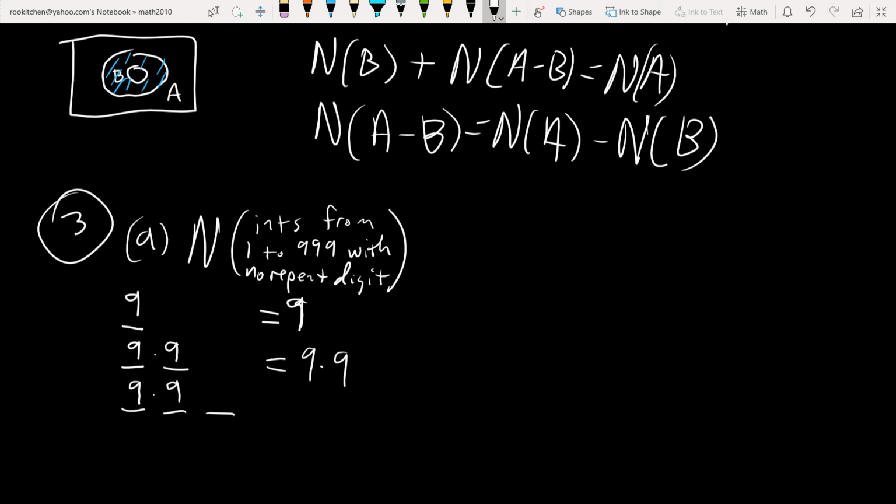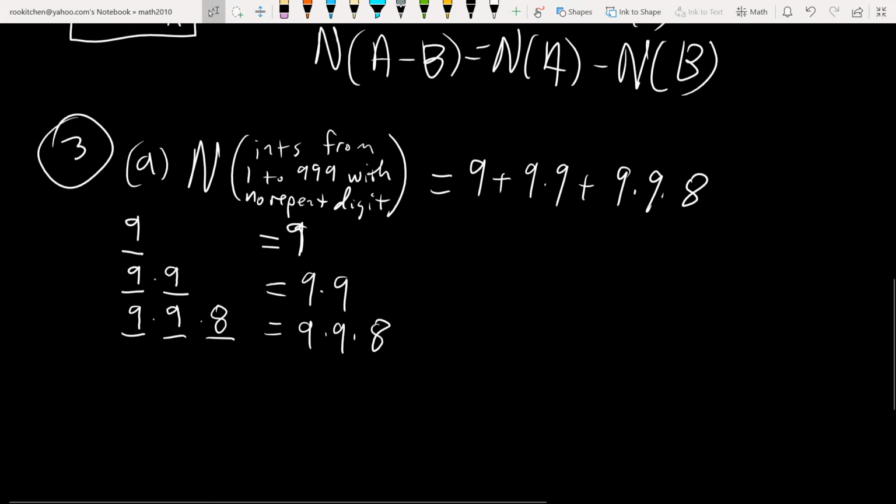So anyways, we get back to 3-digit numbers. The first digit, there's 9 possibilities, 1, 2, 3, 4, 5, 6, 7, 8, 9. But in the second digit, there's only 9 possibilities because you can't repeat the number you used first, but then there's another one in there because now you can use 0 where you couldn't before. And then the last slot, now we're down to 8 possible numbers. So we have 9 times 9 times 8. Using our addition rule, 9 plus 9 times 9 plus 9 times 9 times 8 would be the total number of integers from 1 to 999 with no repeated digits.